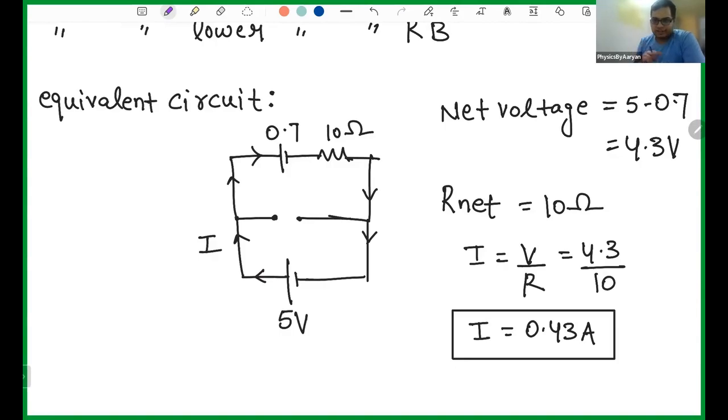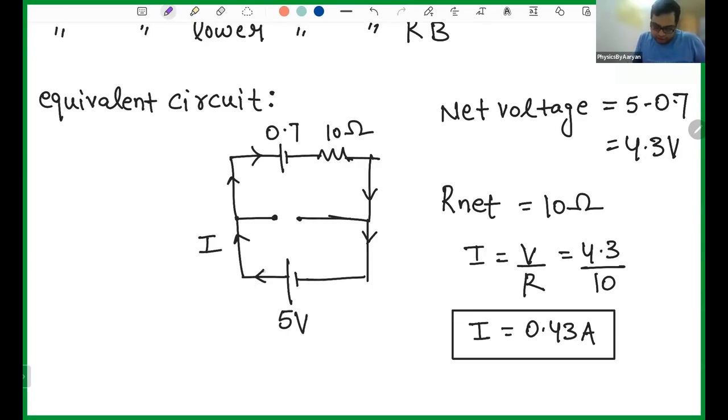Are they adding up or subtracting? Should be 4.3. Subtract. They are subtracting, right? Because this battery tries to give current in this direction, and this battery tries to give current in this direction, so both of them are opposing each other. Whenever the positive terminals of two batteries touch, they oppose each other. That is why the overall voltage in this circuit is 5 minus 0.7, which is 4.3 volt.